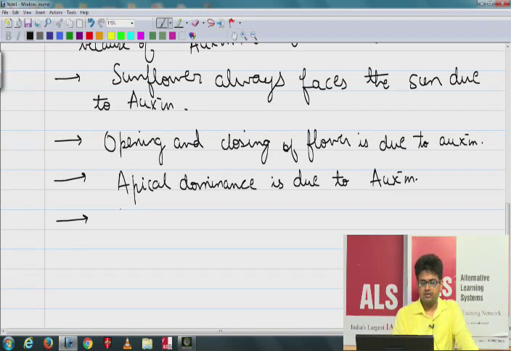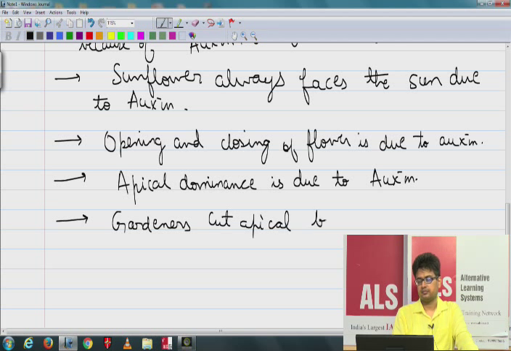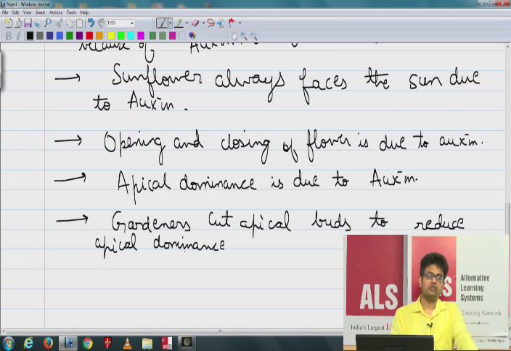Gardeners cut apical buds to reduce apical dominance, and if lateral branches come, plants will appear more green. So whenever you go into a garden, there is a lot of greenery. Why? Because the gardeners are regularly taking care of the plants. They are cutting the apical buds to reduce apical dominance and cause lateral growth.